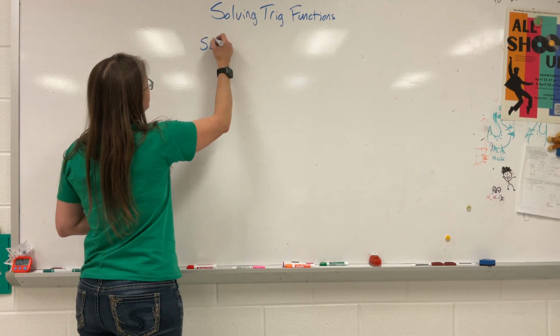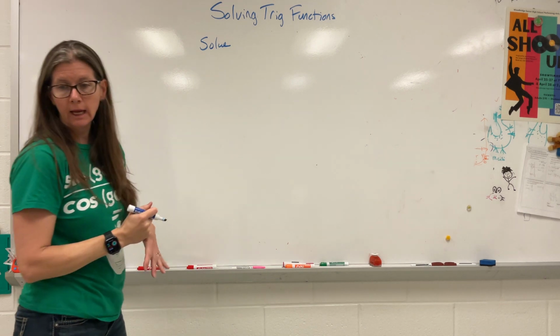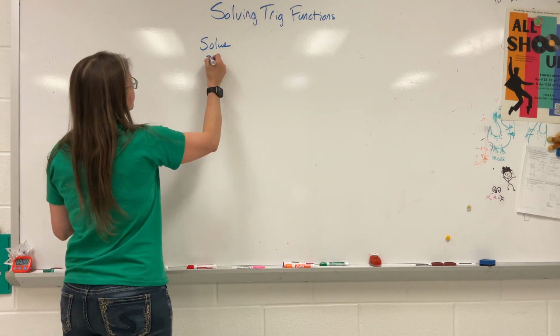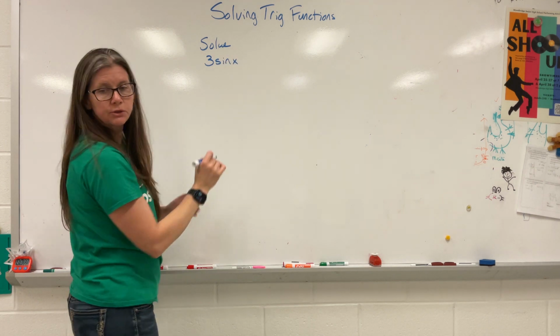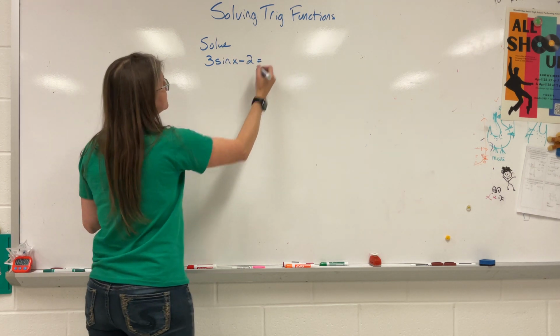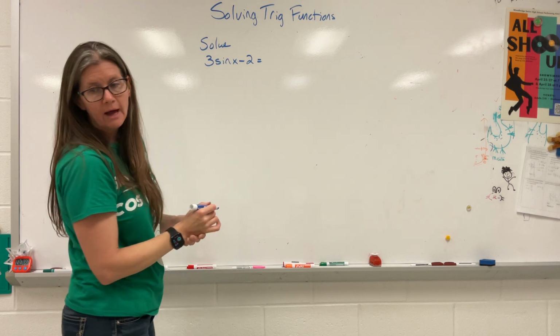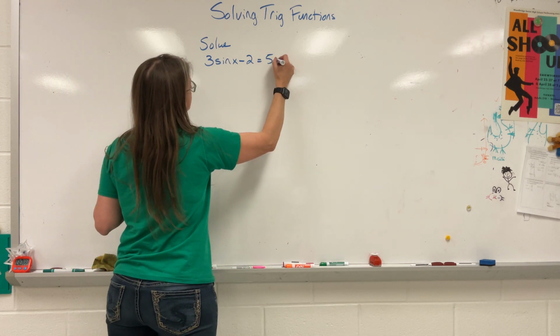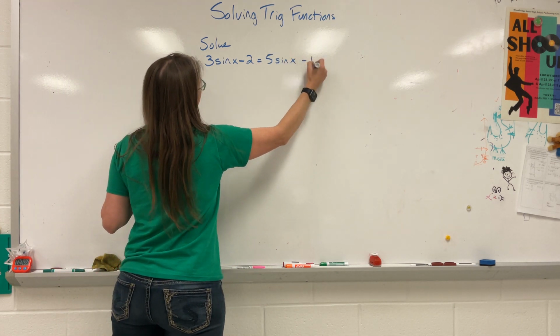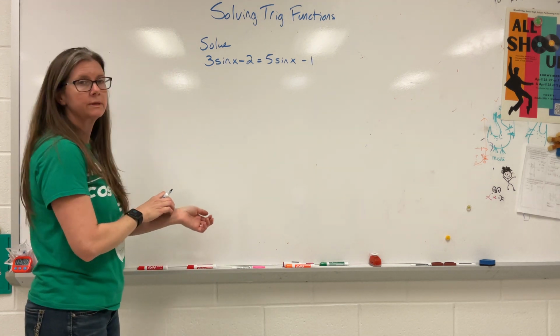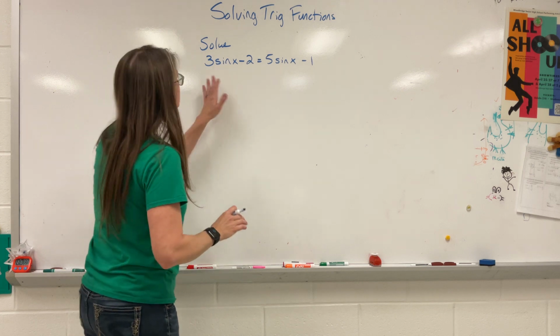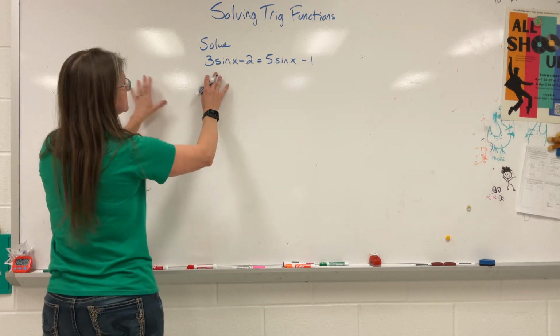So if I ask you to solve, in this case, 3 times the sine of x minus 2 is equal to 5 times the sine of x minus 1. Okay. We did this with logs a little bit with the same bases. But basically, when you see an equation like this, it is not that complicated.